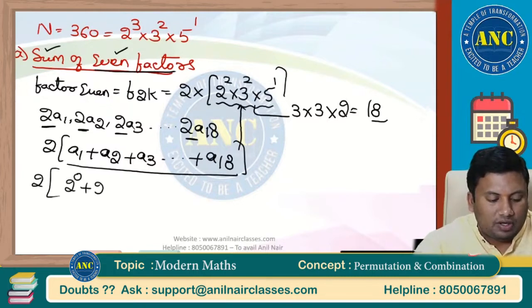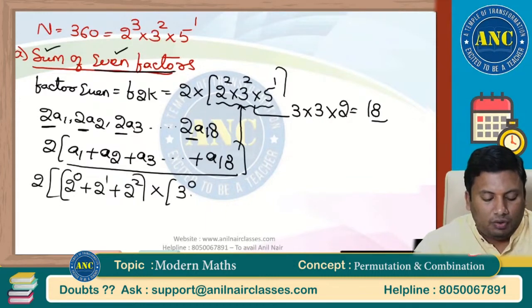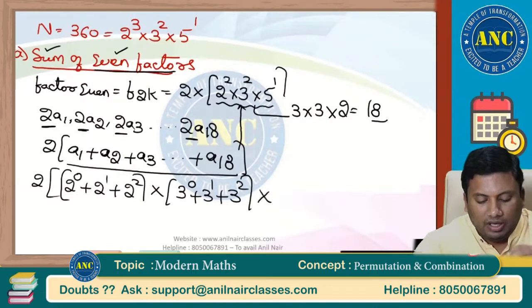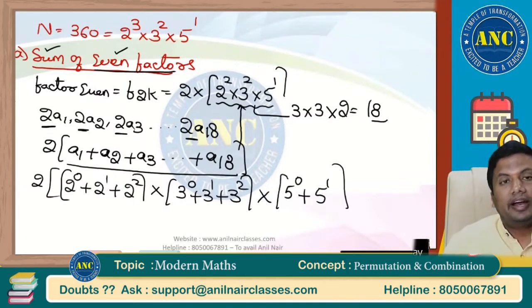For 2 power 0, what is the sum of the factors? 2 power 0 plus 2 power 1 plus 2 power 2. For 3 power 2, what will be the sum of the factors? 3 power 0, 3 power 1, 3 power 2. For 5 power 1, what will be the answer? 5 power 0, 5 power 1. I hope the idea is clear.